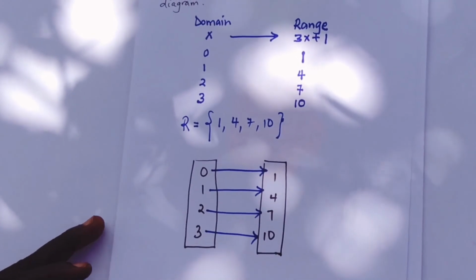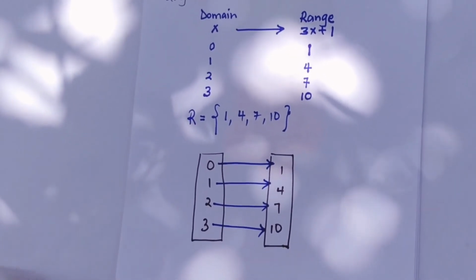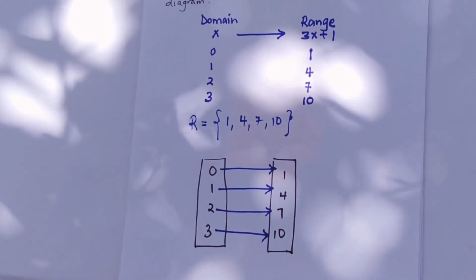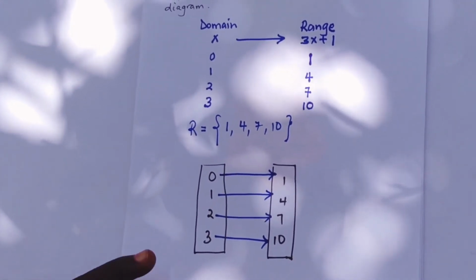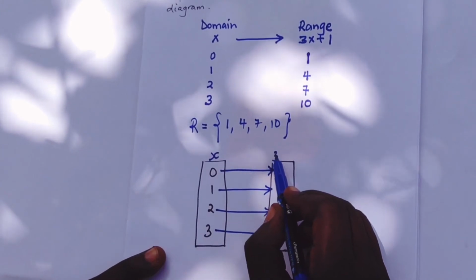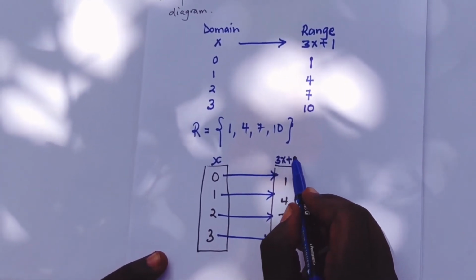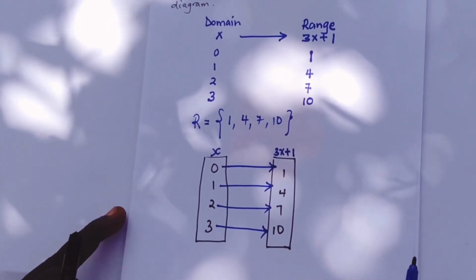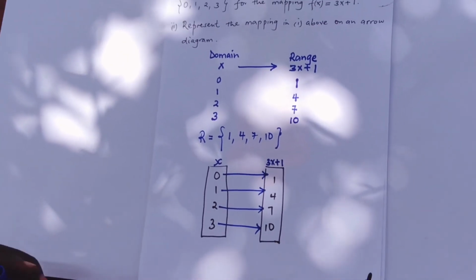This is a one-to-one because every single value of the domain is being mapped to a single value in the range. So we have the x being mapped into 3x plus 1. That would be our solution for this number, and I hope you have enjoyed it.